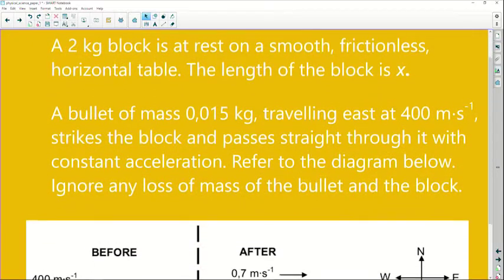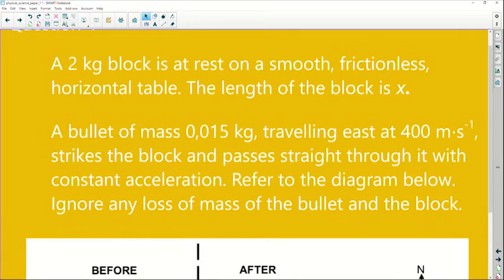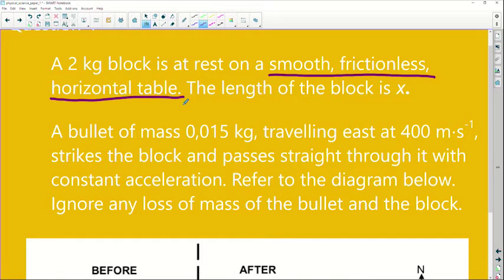before. The problem statement here says we have a 2 kilogram block that is at rest on a smooth, frictionless surface. So that's something we need to take into account. And it is lying on a horizontal table. The length of the block is x, okay?